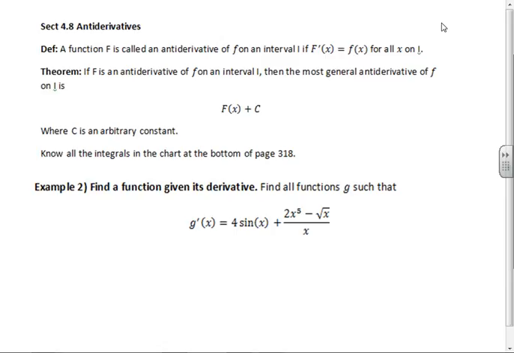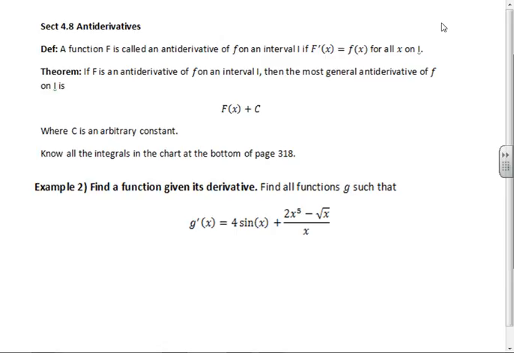Okay, now this is a definition. If capital F is truly the antiderivative, if I take its derivative, I get the original function back. And then this is a theorem. If F is an antiderivative of little f on an interval I, then the most general antiderivative of little f on the interval is capital F of x plus some arbitrary constant, c.